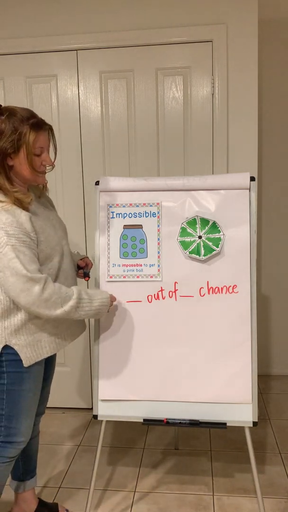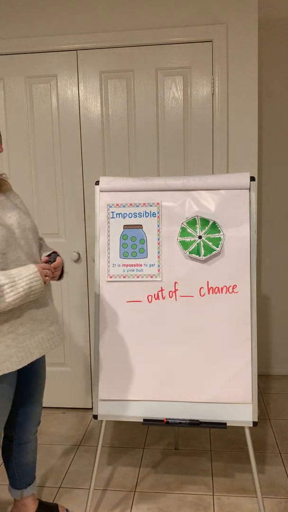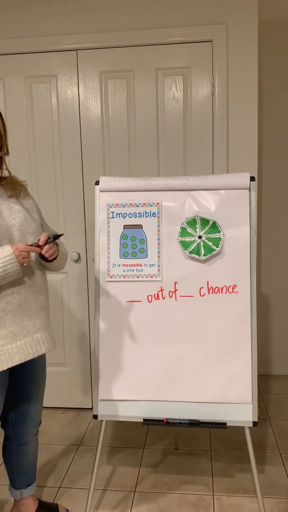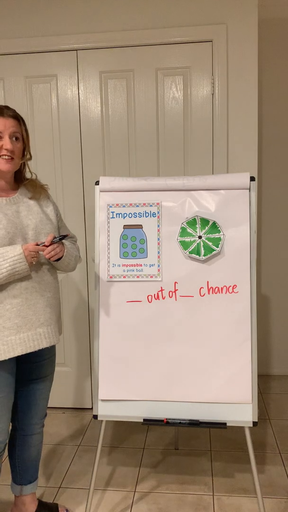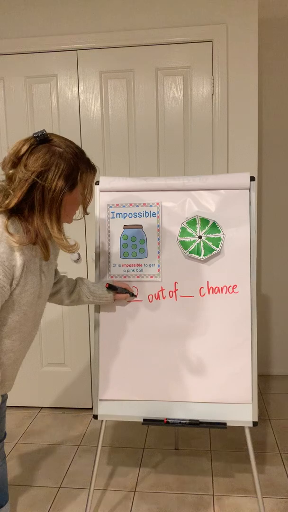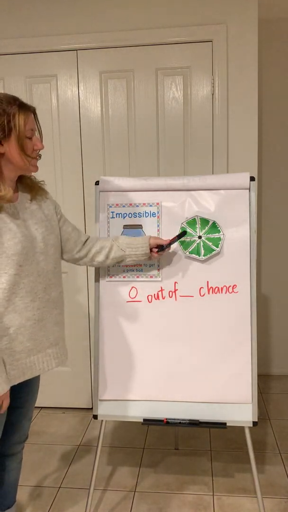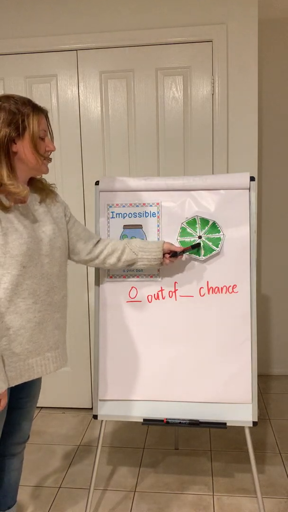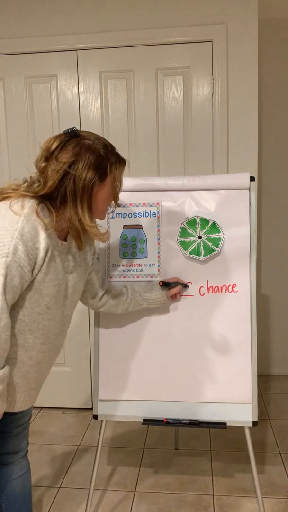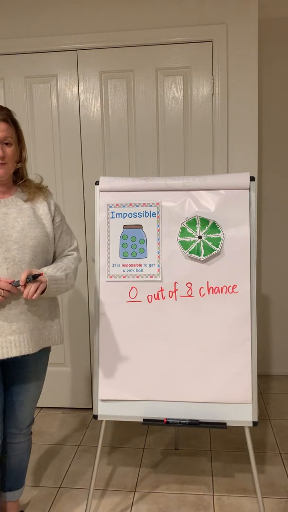Here I have a sentence that says, blank out of blank chance. What is my chance of landing on a pink? 0, correct. So there is 0 chances out of how many parts? 1, 2, 3, 4, 5, 6, 7, 8. So there is 0 out of 8. There is a 0 out of 8 chance of landing on pink.